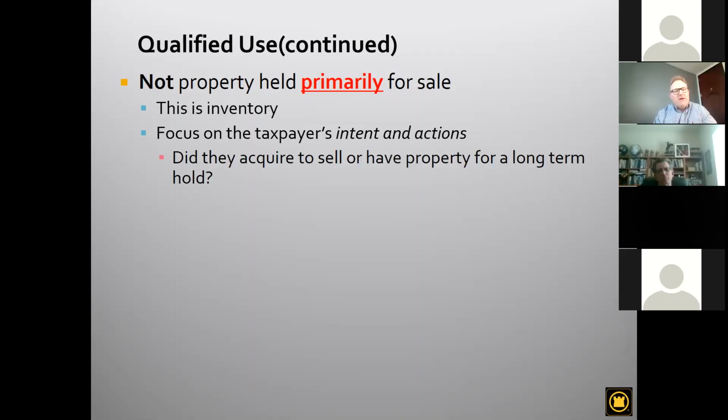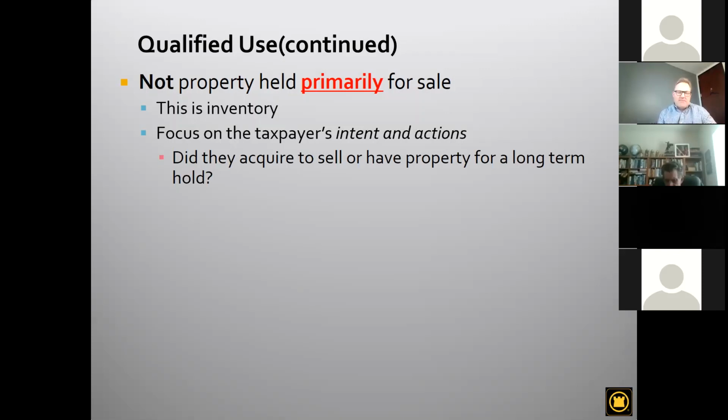primarily for sale. Some of the questions that the IRS will ask is, did they acquire to sell or have the property for, quote, a long-term hold? And what is a long-term hold? We get this question all the time. A lot of people have heard a year and a day. Now, a year and a day is something that a lot of CPAs and tax attorneys will tell their clients that they need to hold that property for, but that is not a requirement from the IRS.